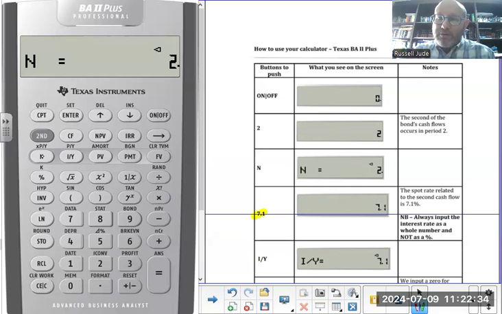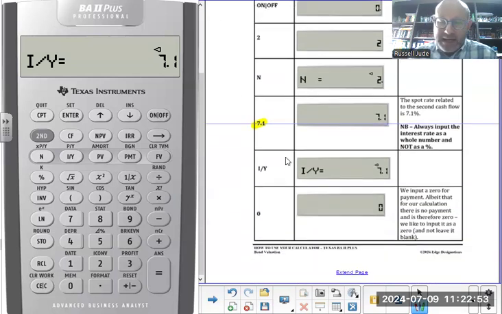Remember, when you're valuing cash flows, the most correct way to do this for bonds is to give the correct interest rate, or spot rate, for each particular year, each particular maturity. So I'm going to go 7.1 interest rate. Remember, we put that in as a whole number. Again, I'm going 0 for payment.